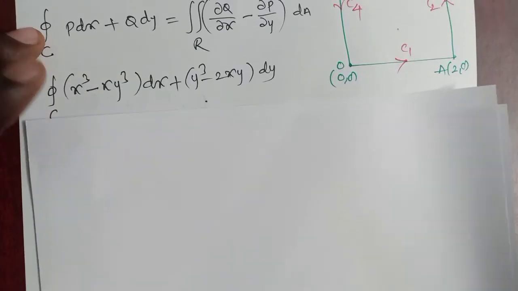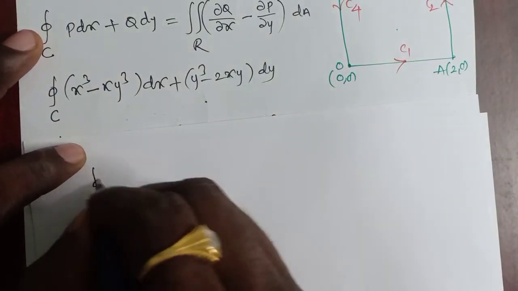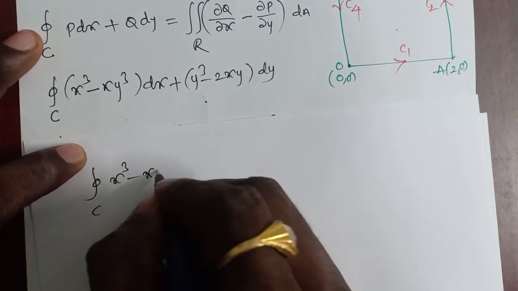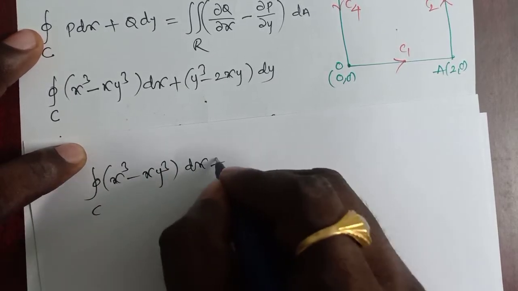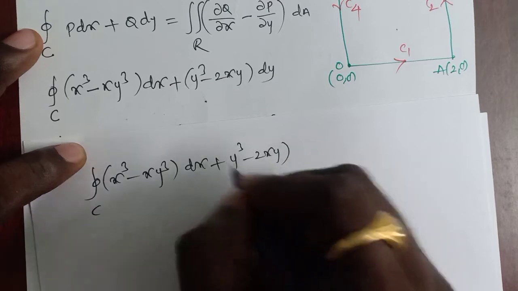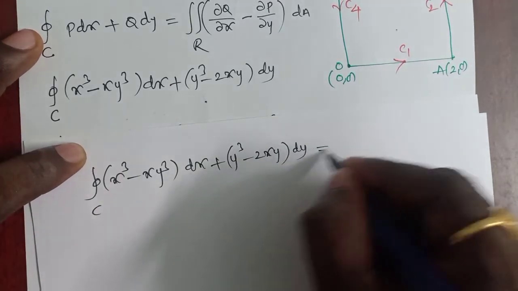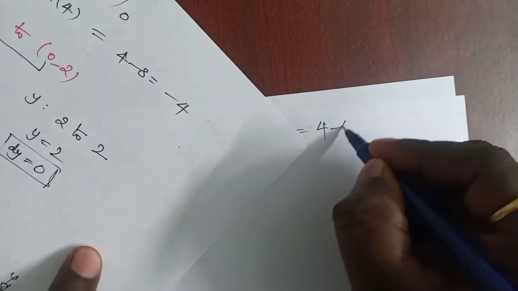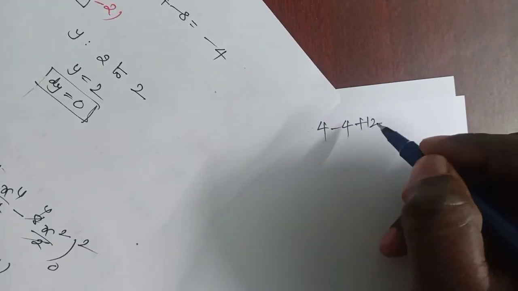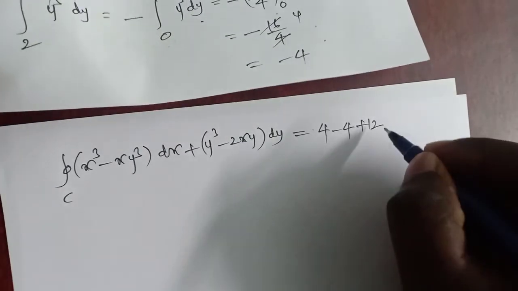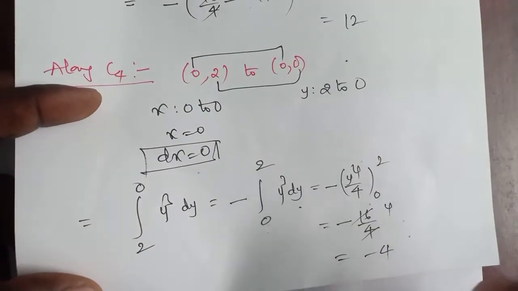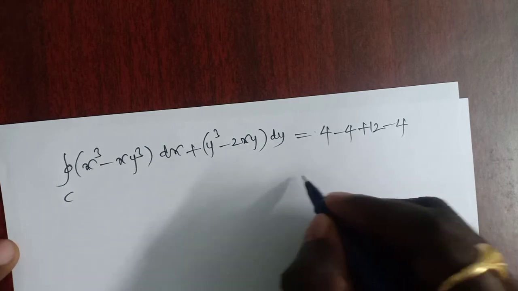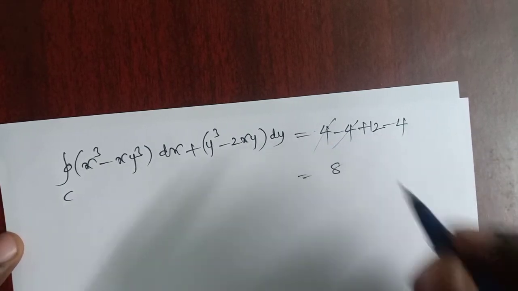Now adding all these terms, finally what we get from this: this is the line integral we need to evaluate. So the line integral of x cube minus x y cube into dx plus y cube minus 2xy into dy equals, for all four, the first one is 4, the second one is minus 4, the third one is 12, and the fourth one is minus 4. So along C4 it is minus 4. Now coming to the simplification, 4 gets cancelled, 12 minus 4 is equal to 8.